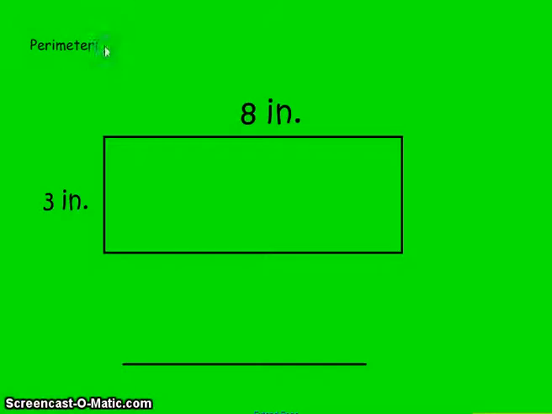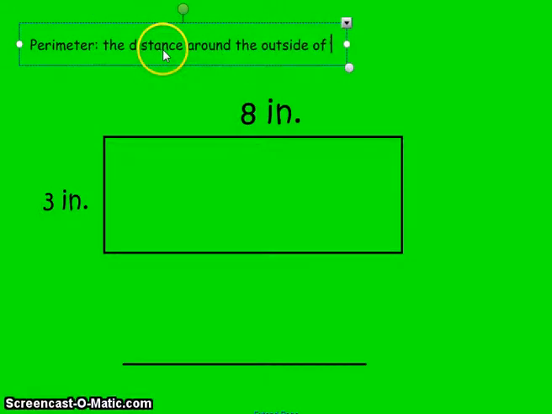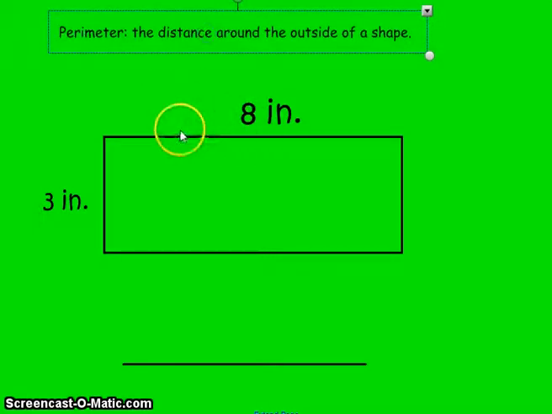And we need to first think, what is perimeter? Well, perimeter is the distance around the outside of a shape. So that means that if I were to go all the way around this rectangle, that would be considered the perimeter. Now there's two steps to finding perimeter. The first one is to measure each side.